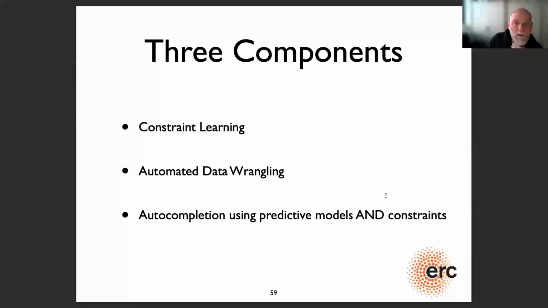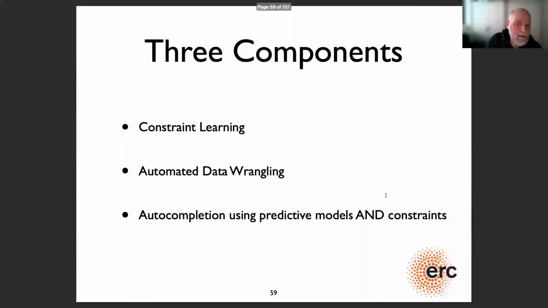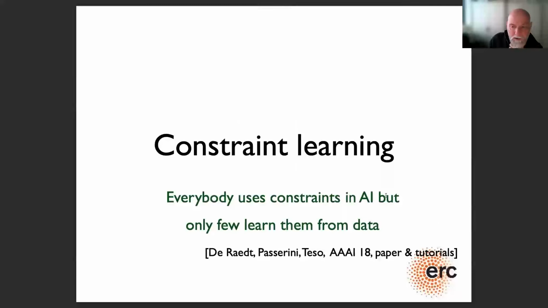There's actually three components in our SINT system. One is about this constraint learning. The other is about automated data wrangling in the style of flash fill. And the last one is really this auto-completion, where we try to use both predictive models and constraints.